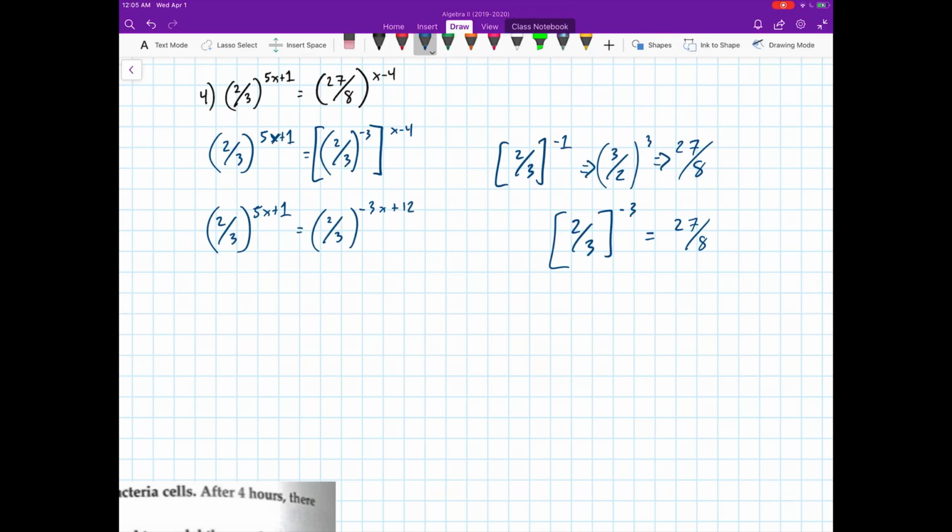Now the bases match fully, and I can make them disappear. So 5x plus 1 is equal to negative 3x plus 12. Add 3x to both sides, subtract 1 from both sides, and I get 8x is equal to 11, or after dividing by 8, x is equal to 11 over 8.